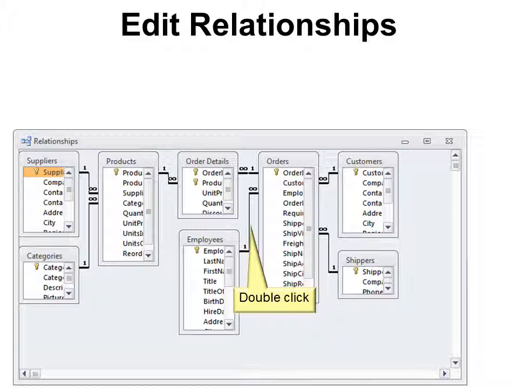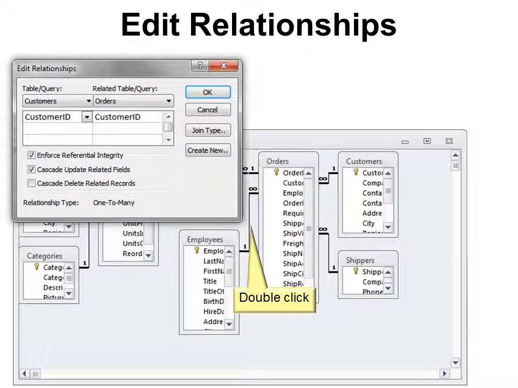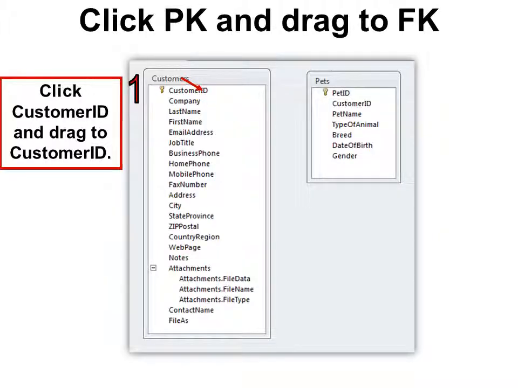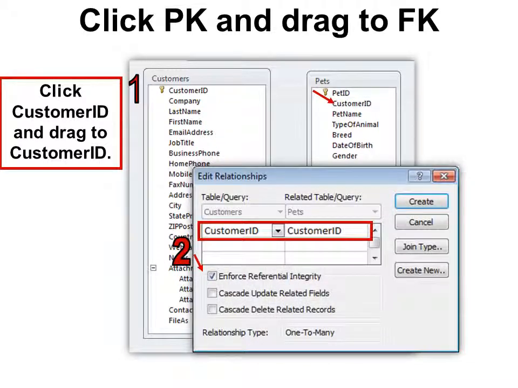Please note that it is the up and down line, not the sideways lines. When you double-click on that, it opens up the Edit Relationships window. And you can see here that the customers and orders are related through the customer ID. There are 3 primary keys here, yet only 2 foreign keys. To create the relationship, in Relationships, click the primary key and simply drag it to the foreign key. When you do, the Edit Relationships window opens. It'll show you what the relationships are, but you have to remember to click Enforce Referential Integrity.